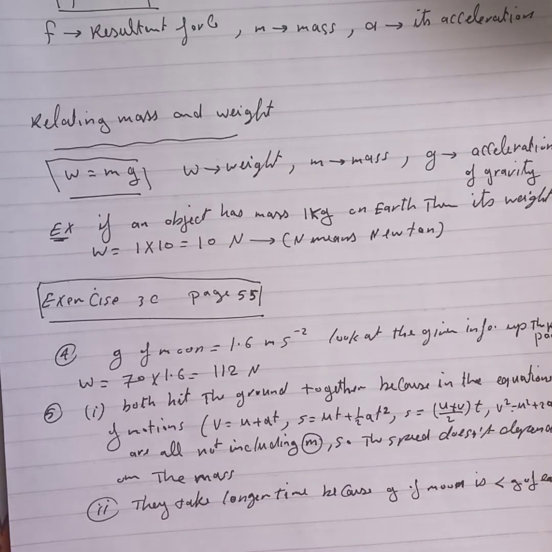Second part of the problem: if they were dropped on the moon, what difference would there be? The only difference is they will take a longer time, because the g of the moon is 1.6, but the g of the Earth is 10, which means they go slower.